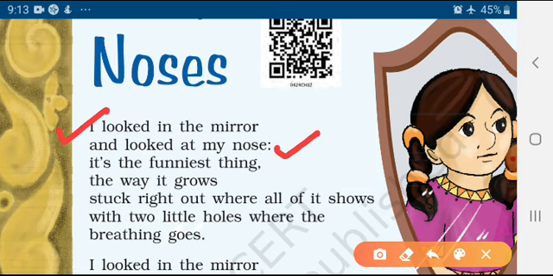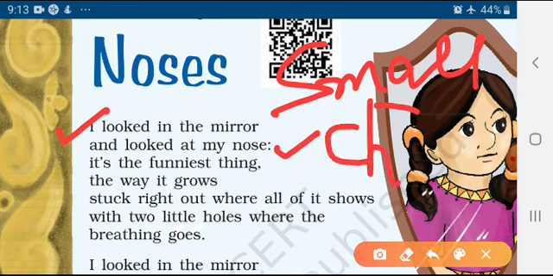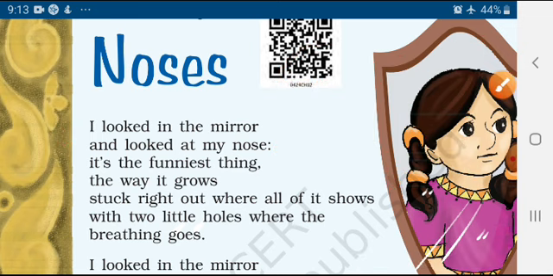आईने में, मिरर में अपने नोज को देखा और कहती है कि ये कितनी मजाक की बात है, या फनी थिंग है कि यह धीरे धीरे बड़ा हो रहा है. Because the girl is a small child, now she is growing, so that is the reason her nose is also growing. According to her age, her nose is also growing. उसकी एज के अनुसार नोज भी बढ़ रहा है.